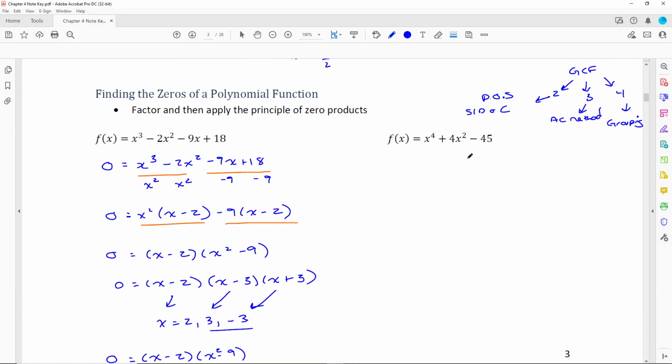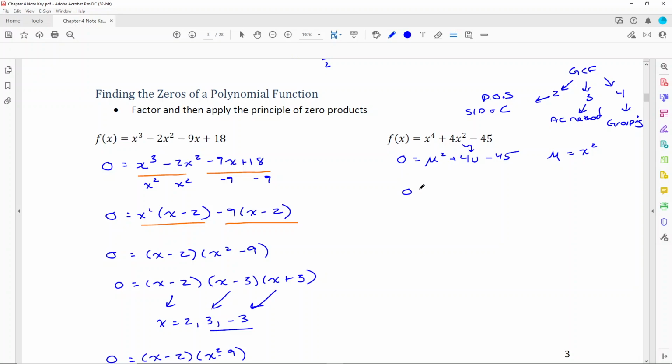Okay, so what about this one? Well, this one, there's no greatest common factor again, and now I see 3 terms. I think, is this a trinomial? So you have 2 options at this point. If it kind of looks like one, but isn't really, you can say, oh yeah, it's that u substitution thing. So you could make it equal to 0 and say that u squared plus 4u minus 45 equals 0, and I let u equal x squared, that middle variable. And then I could solve this.